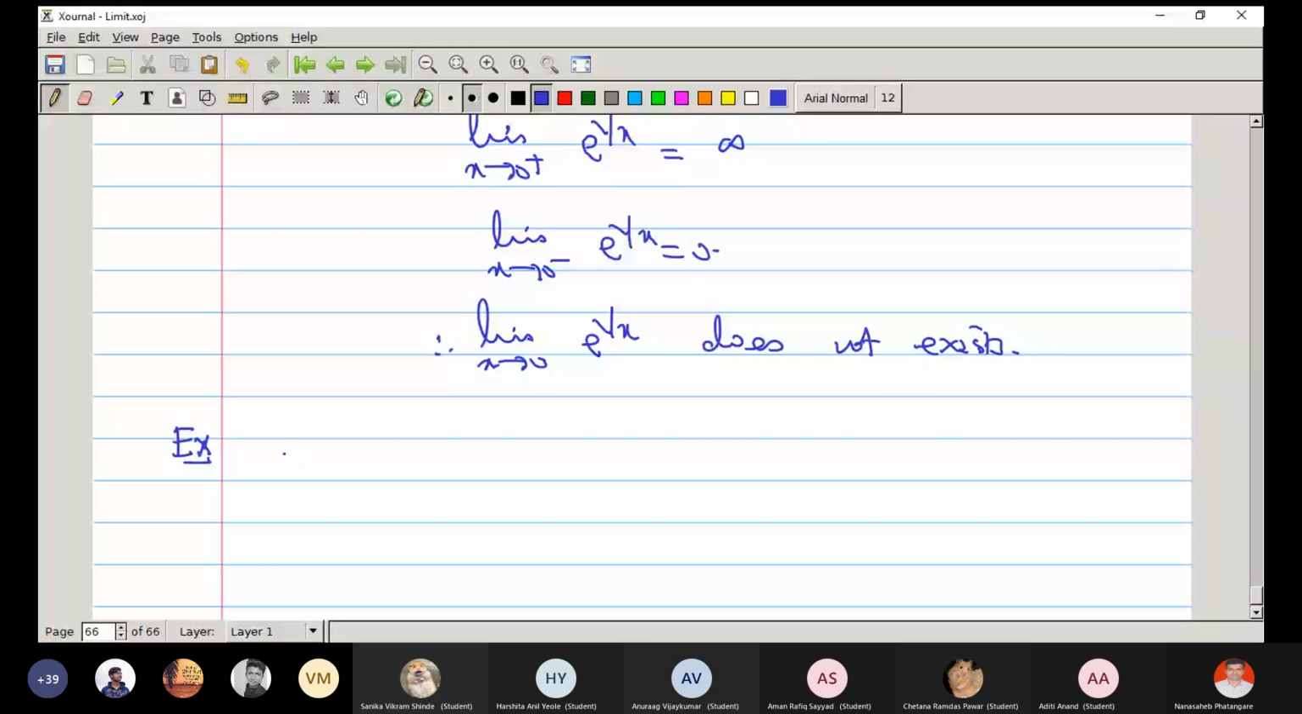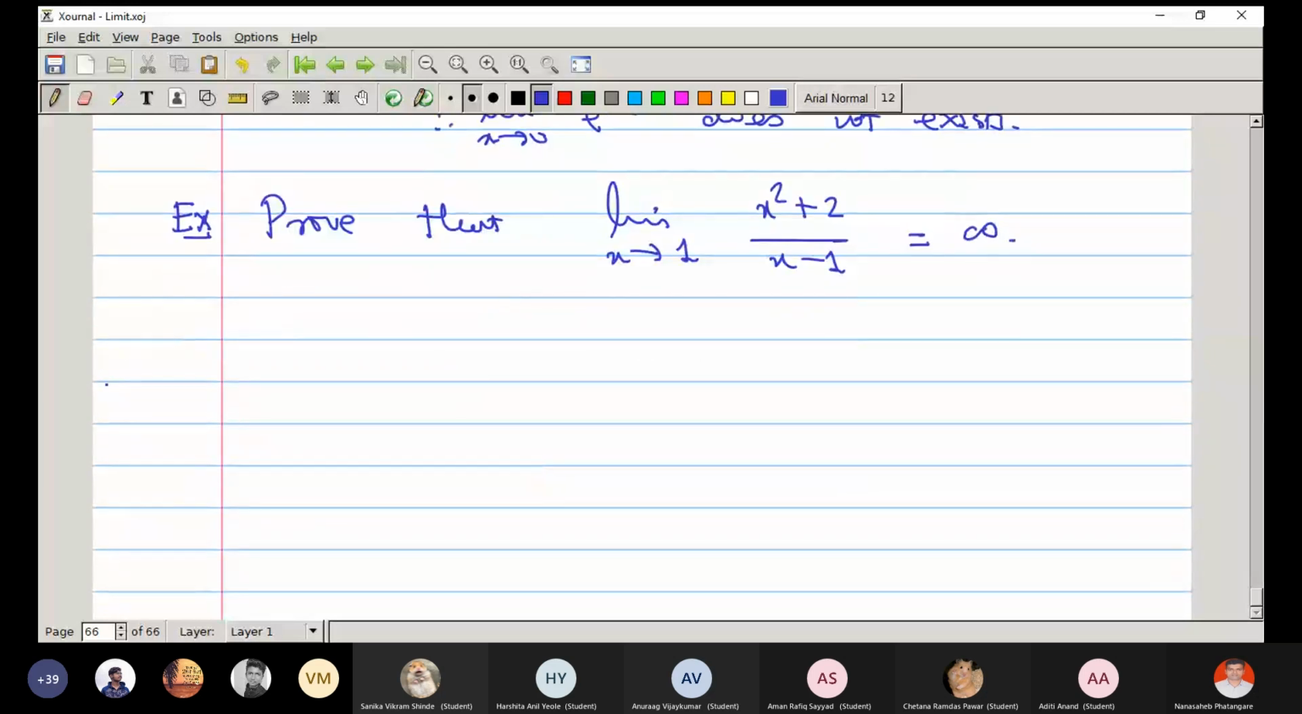So, prove that the limit as x tends to 1 of x square plus 2 upon x minus 1 is infinity. Similarly you think about this. Also recall what we discussed yesterday. The limit as x tends to infinity of f of x is L. So how will you make this definition of the limit as x tends to infinity of f of x equal to L? What could be the definition? Just apply the definition of limit.